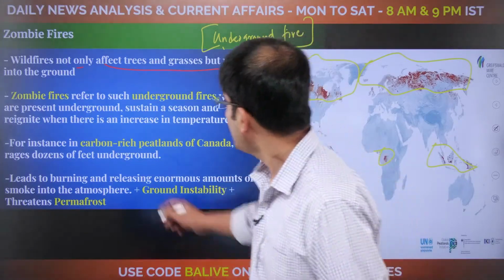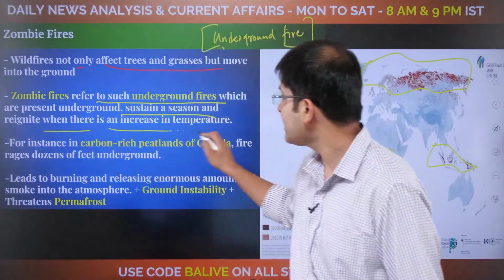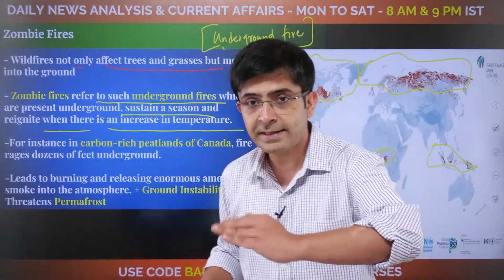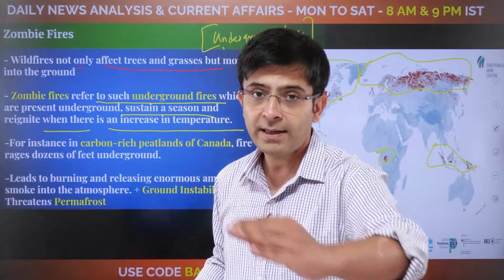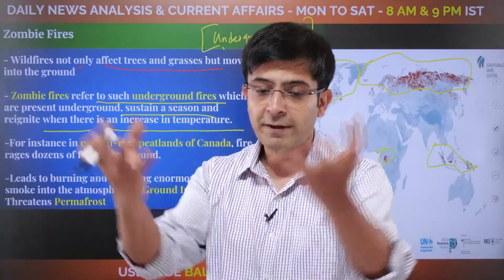Okay. So, underground fires sustain a season and reignite when there is an increase in temperature. So, they are constantly burning. They are constantly there. They just dim their intensity for some time. But once the conditions are conducive again, they flare up again. That is a zombie fire.